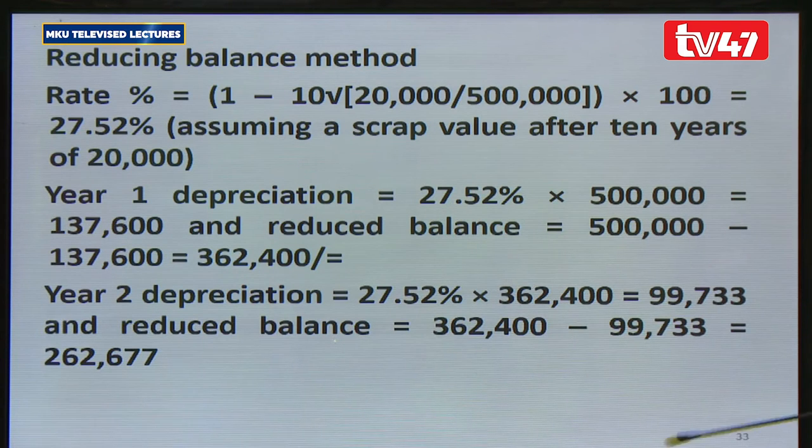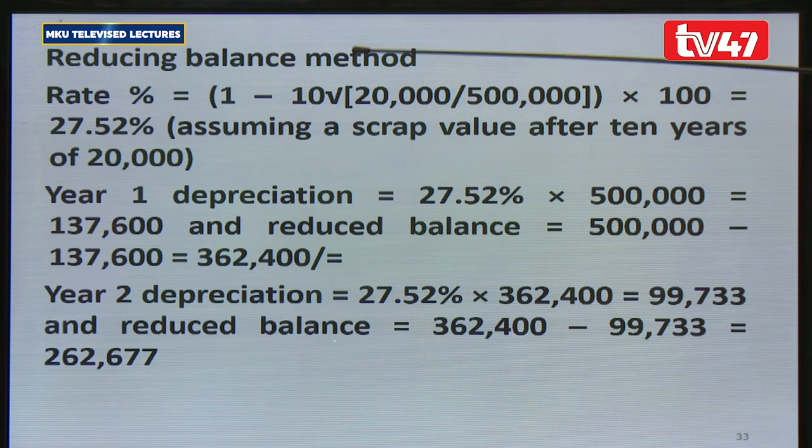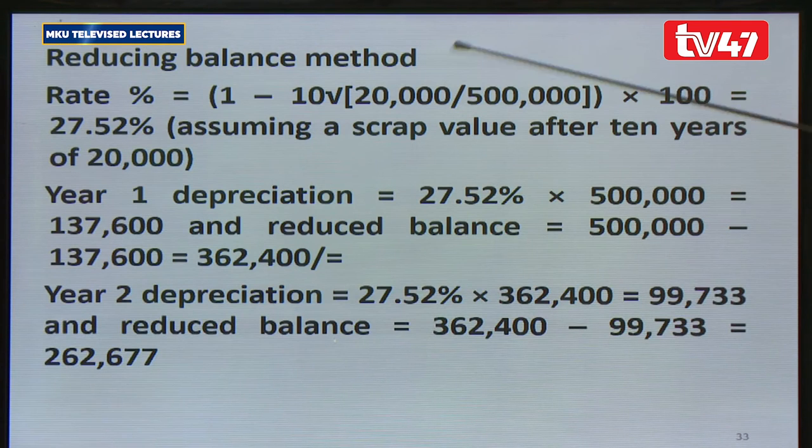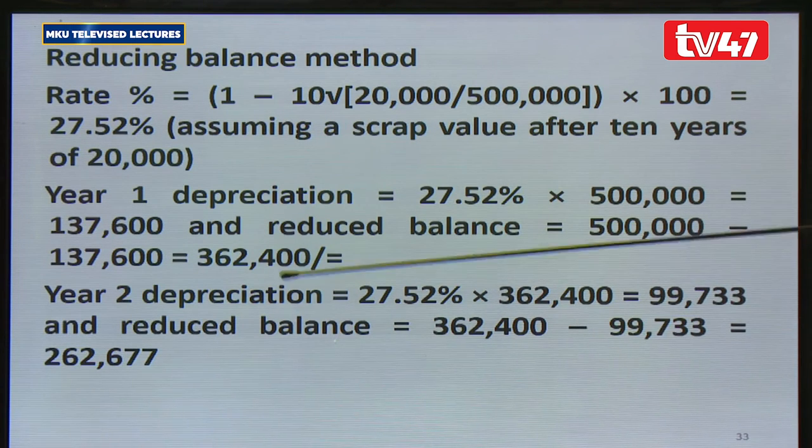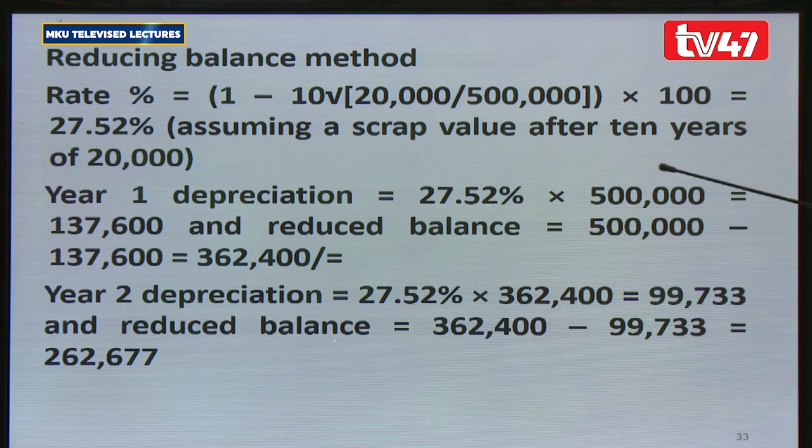But if we were to use it, it is 1 less the 10th root, remember it's 10 years, of 20,000 over 500,000, which is the initial value of the property, times 100. You get the percentage you're supposed to be using in each year. Like in the first year, it's going to be 27.52%. Remember, this is out of 100. Then times 500,000, you get the depreciation. Then you subtract this depreciation from 500,000, and you get the value in the subsequent year.